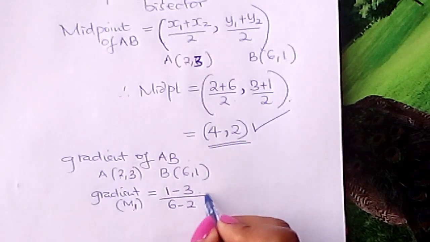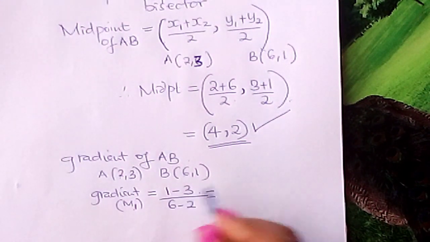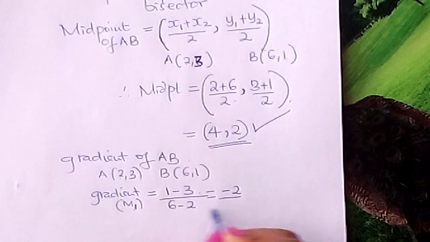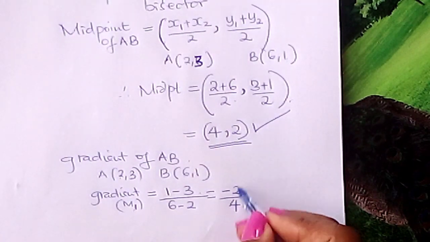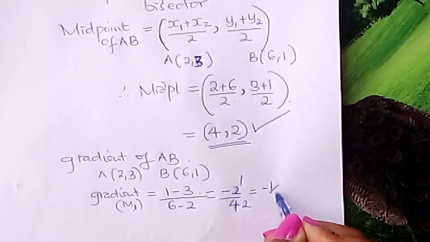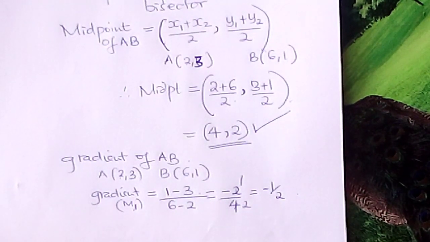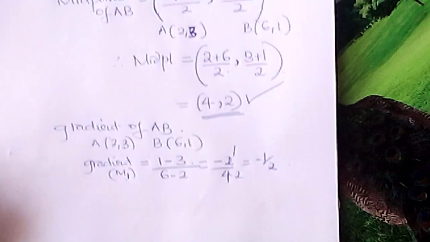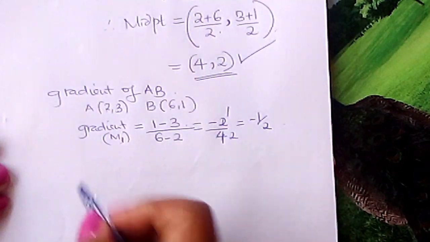Change in Y over change in X. So this gives you what? This minus this will give you negative 2, and down here you'll get 4. So simplifying this, learner, you will get that the gradient is negative a half, learner. So from there we have the first gradient.